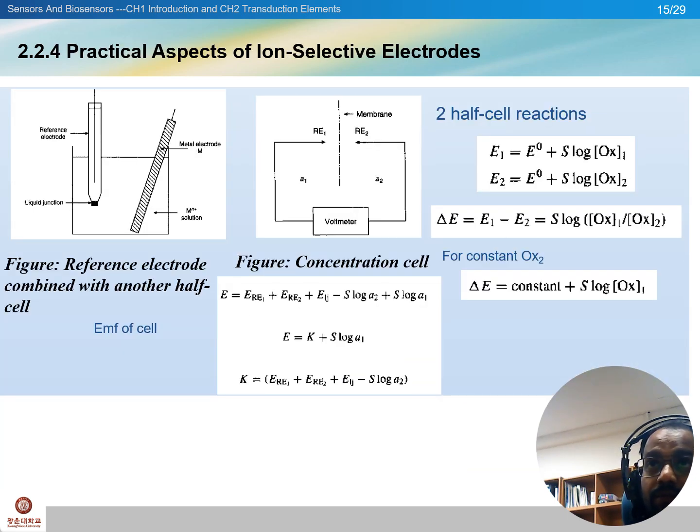Practical aspect of ion selective electrode. The first figure is the reference electrode combined with another half cell. The second figure is the concentration cell. Here we can see the membranes as well as the voltmeter for the half cell reaction.